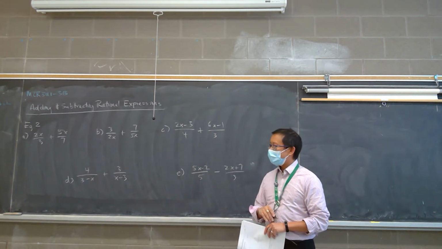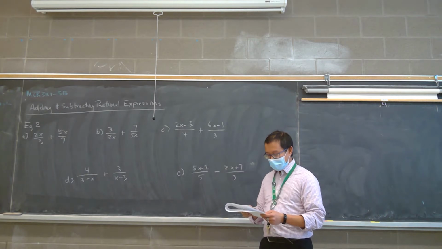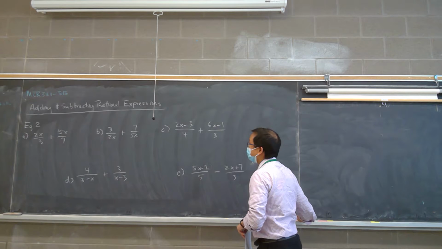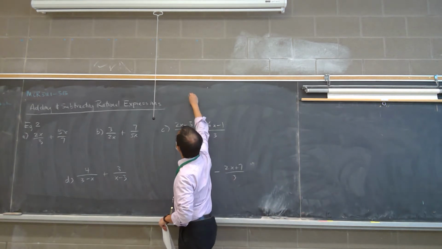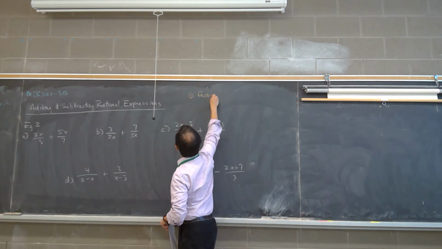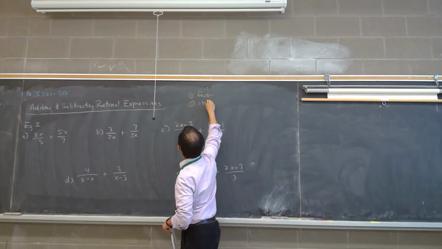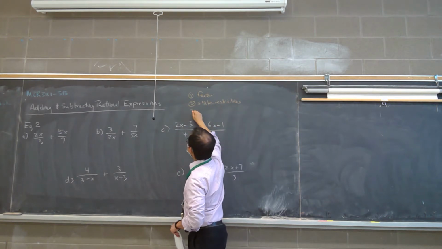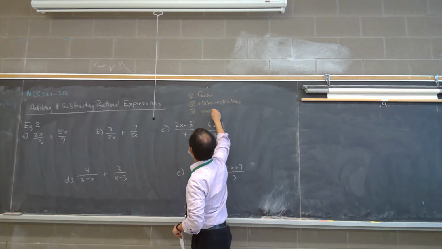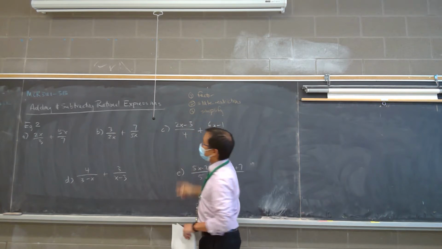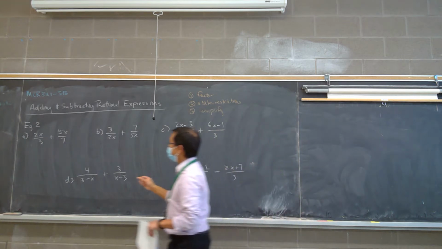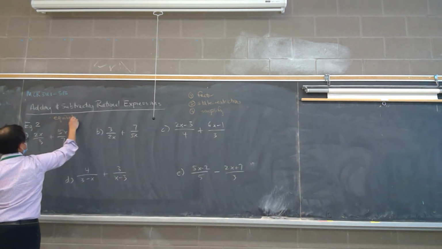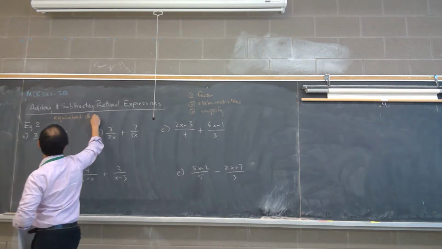What we have to do is add these fractions together, simplify, and state the restrictions if possible. So let's just go through the steps one more time. The rules are: 1, factor everything if possible first. 2, state restrictions. And 3, simplify. The big idea with adding and subtracting fractions is an equivalent denominator.